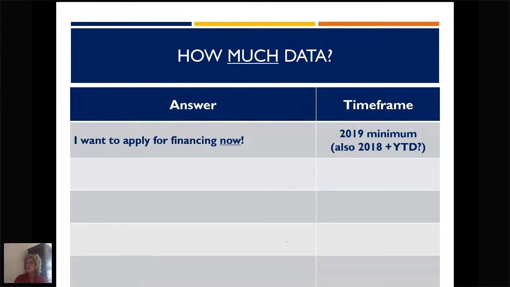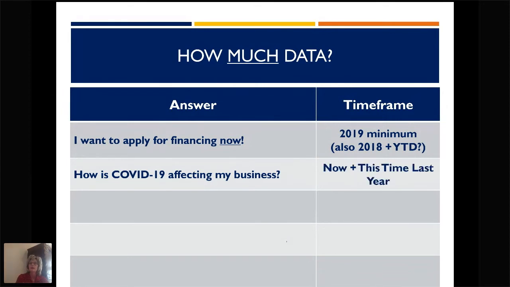We need what you did in 2019, and if you've been in business that long, also your 2018. Boy, we would have never thought a year ago we'd need to have this in this slide. How is COVID-19 affecting my business? Well, it is. We know it is for everyone.